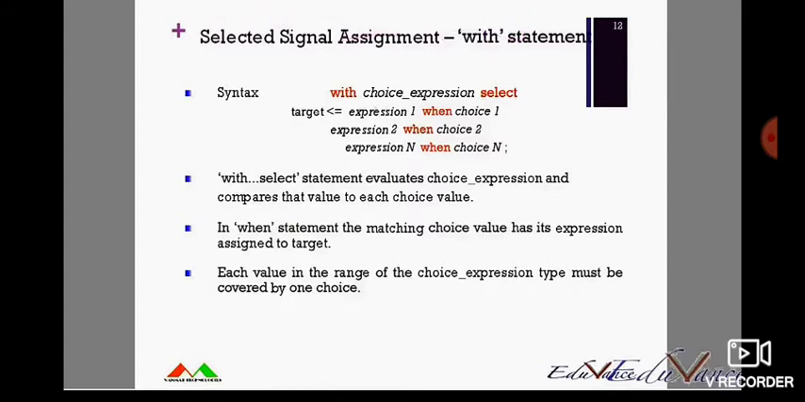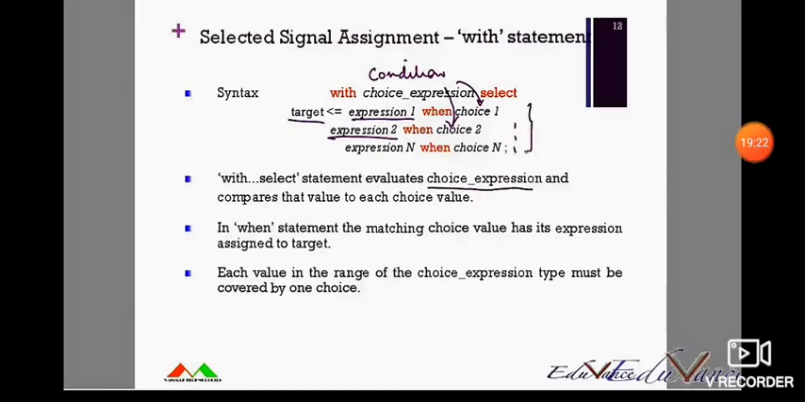The syntax is quite straightforward. With and select are keywords. So with my condition, I select. My target signal would get a first value depending on the first value of my condition, it would get a second value if I have another value for my condition, and this would continue depending on how many conditions I have. So you first evaluate the choice expression or your condition, and then you compare that to each of these choice values.